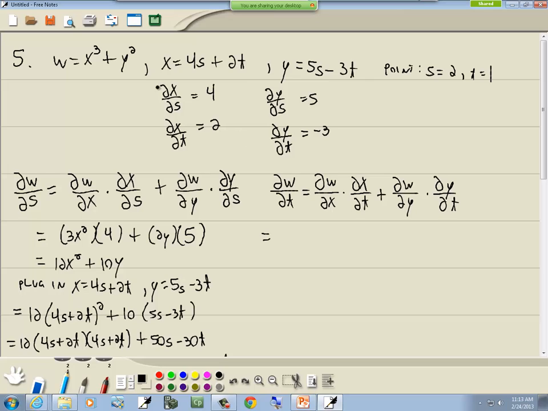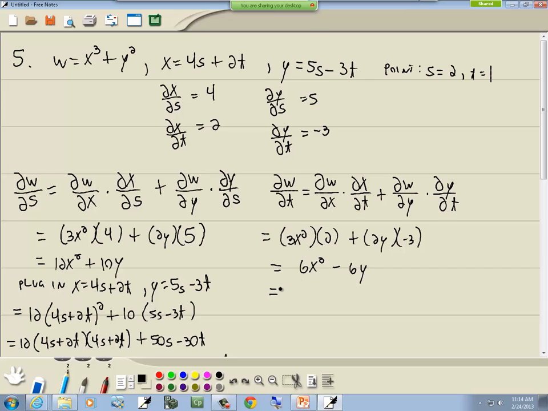Partial of w with respect to x. The y squared is constant, so that gives us 3x squared, times the partial of x with respect to t. Partial of x with respect to t is 2. Plus partial of w with respect to y. The x to the third is constant, so it drops away, so that gives us 2y, times the partial of y with respect to t, which is negative 3. Which is going to give us 6x squared minus 6y.